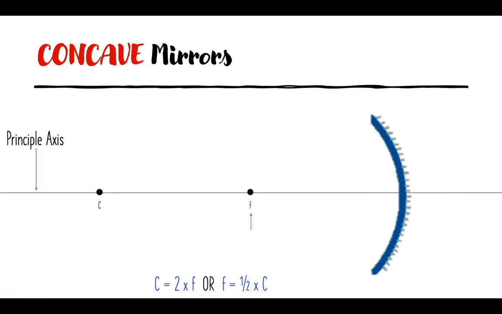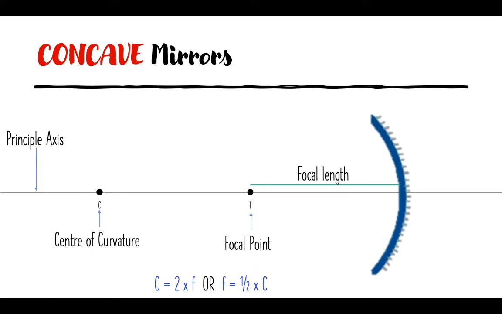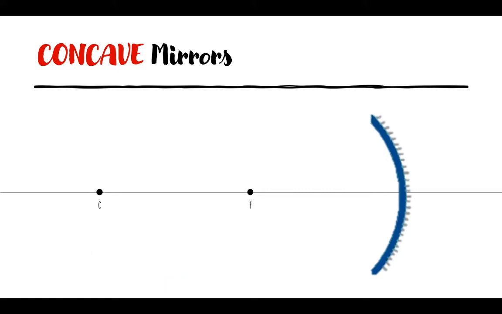So F is actually what we call the focal point, and C is the center of curvature. The distance between F and the mirror is called the focal length. So that is just some basic terminology for the diagrams that we will be seeing for all of concave mirrors.